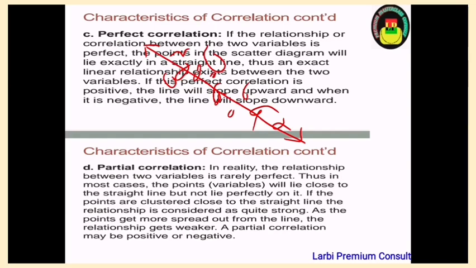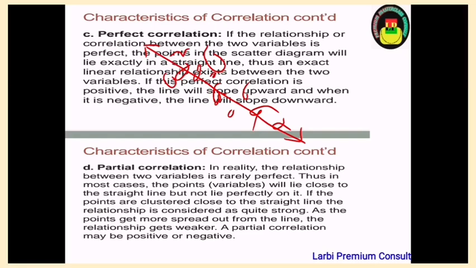So anytime we have two variables in which the values don't lie very close to the line, whether it's positive or negative, it is called a partial correlation. And a partial correlation can be either a positive correlation or a negative correlation in that case.